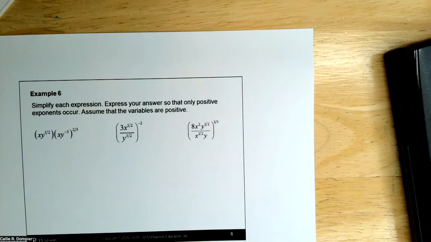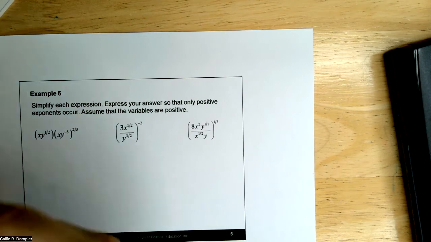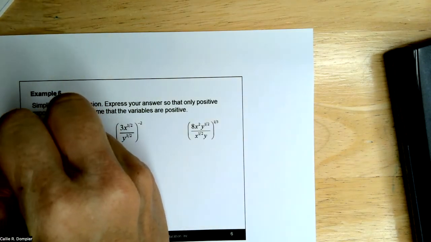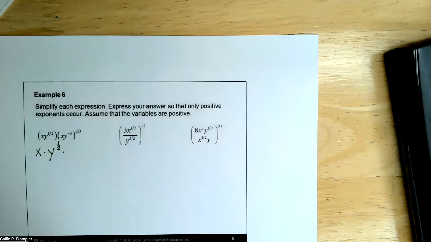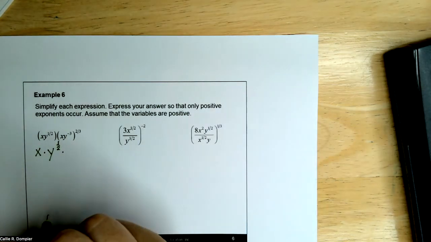So for example 6, it asks us to simplify each expression and express the answer so only positive exponents occur. Assume that variables are positive. So what we want to do is rewrite each of these. Right now we are taking x times y, raising it to the 1/2, times, now I have to distribute that 2/3.